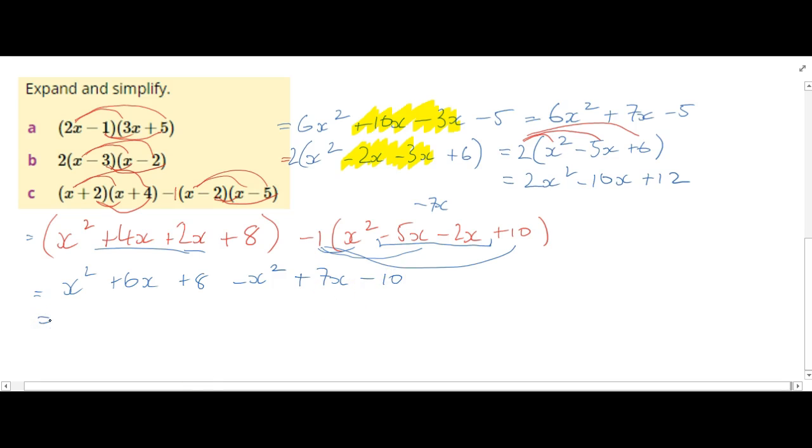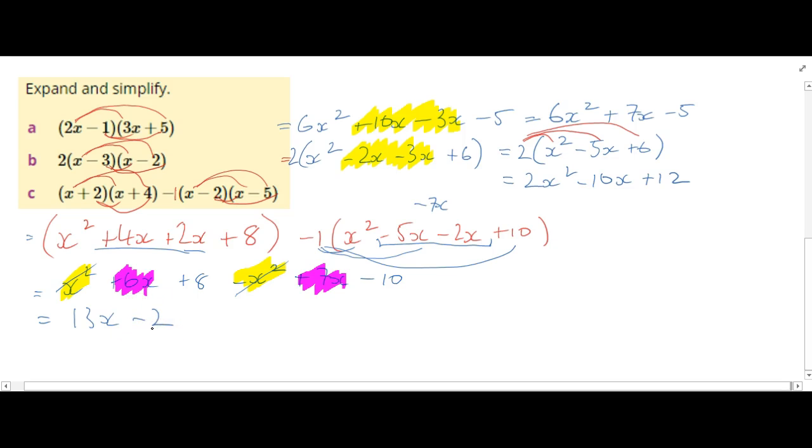So we've eliminated all our brackets. Now let's collect like terms. So x squared terms are here. They happen to cancel each other out. x squared take away x squared is 0. 6x plus 7x is 13x. And 8 take away 10 is negative 2.